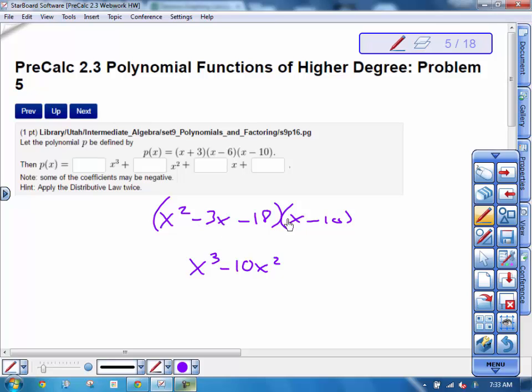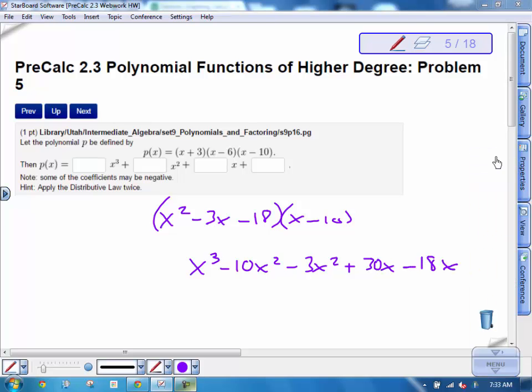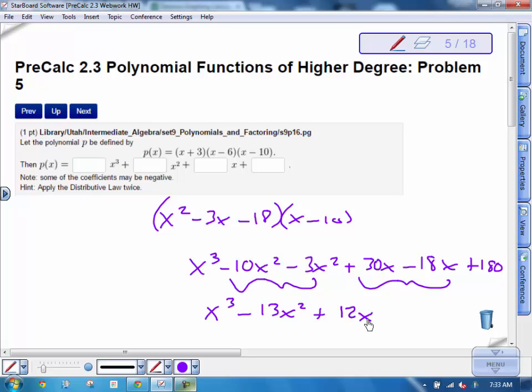Negative 3x times x is a negative 3x squared. Negative 3x times negative 10 is a positive 30x. And negative 18 times x is a negative 18x. And negative 18 times negative 10 is a positive 180. So now you just have to simplify like terms, these ones and these ones. And you get x cubed minus 13x squared plus 12x plus 180 is what they're looking for right there.